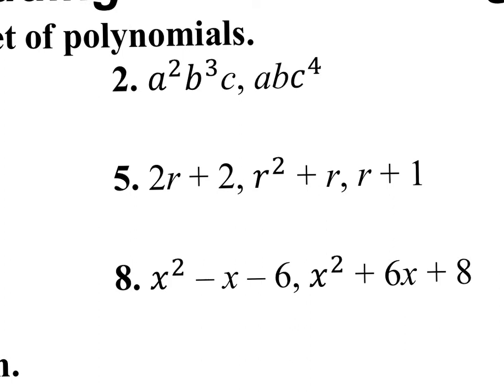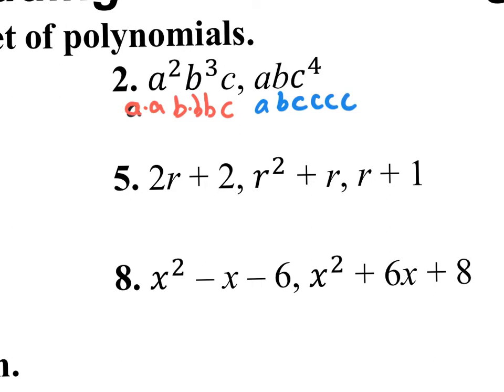So in this first one, I have an a squared. Let me do it in red actually. A times A, and then a b to the third, b times b times b, and then a c at the very end. This is the factored form of this. Let's factor this guy out. And I'm going to do this one in blue. It's really a times b times c times c times c times c. There's 4 c's right there.